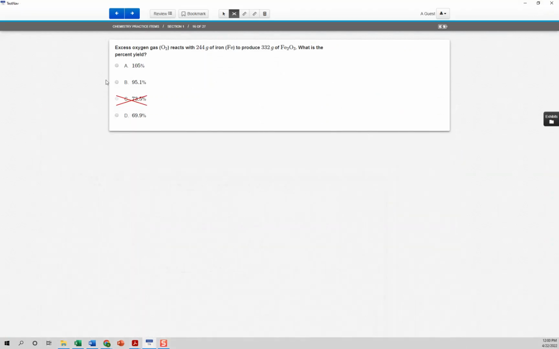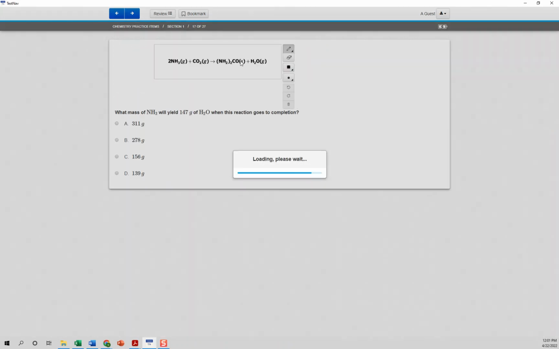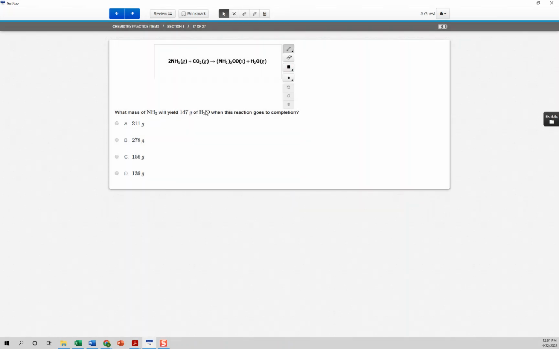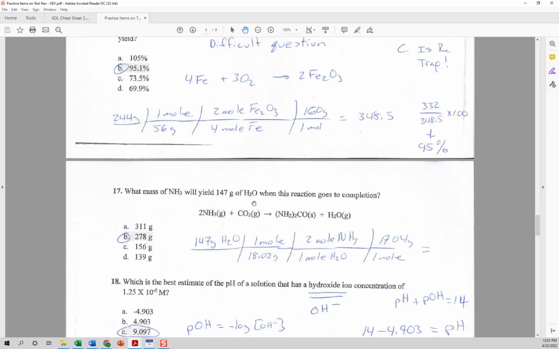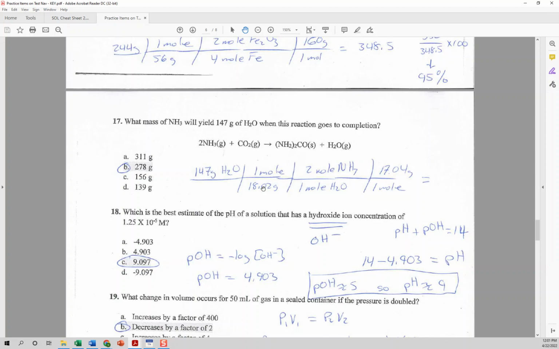Whoops. Flip back to my pointer tool, and there we go. The next one is another stoichiometry setup. We're starting with 147 grams of water produced. How much ammonia reacted? Let me go back to my PDF. We take our grams of water and convert to moles, so we divide by the molar mass of water. We can calculate it using our periodic table: 2 hydrogens, 1 oxygen. The mole ratio is 2 to 1, 2 moles of ammonia for every 1 mole of water.